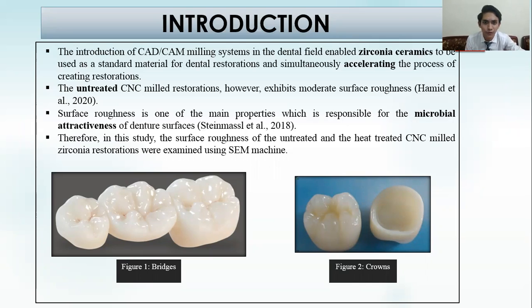Surface roughness is one of the main properties responsible for the microbial attractiveness of the denture surface. Therefore, in this study, the surface roughness of the untreated and heat-treated CNC milled zirconia restorations was examined using SEM machines. There are many types of restorations in the dentistry industry. Figure 1 shows the bridge restorations and figure 2 shows the crown restorations. For my study, I will focus on the crown restoration only.